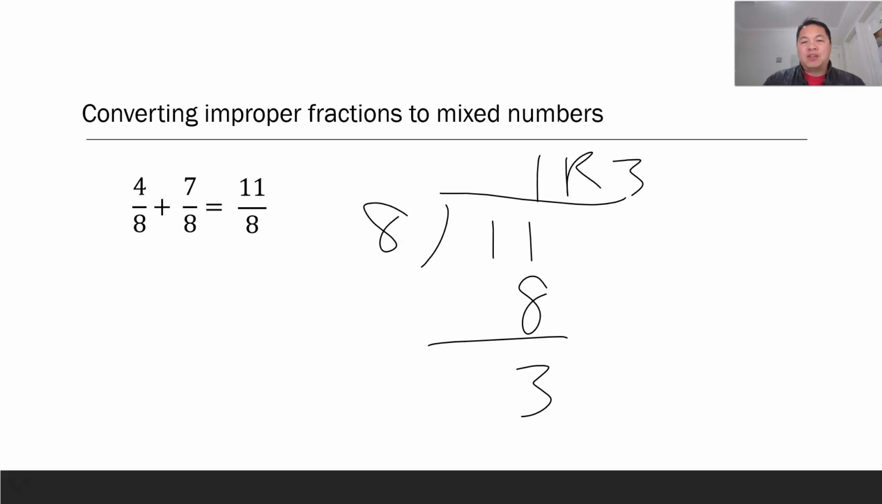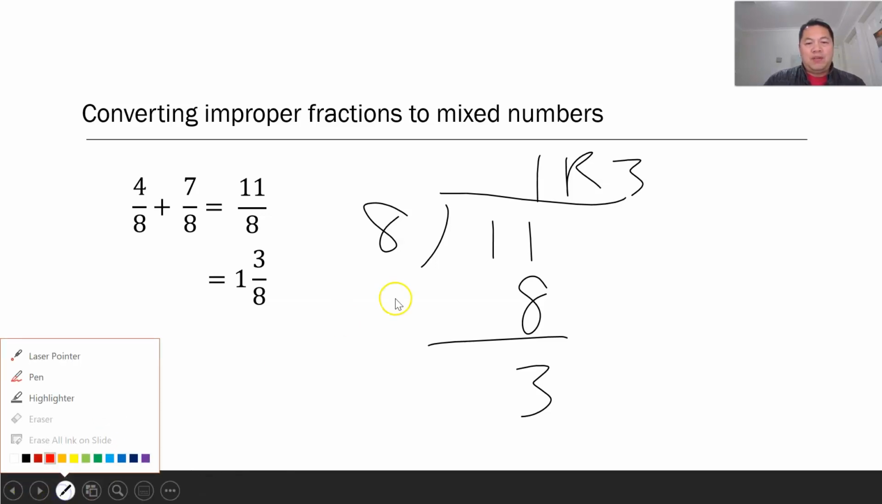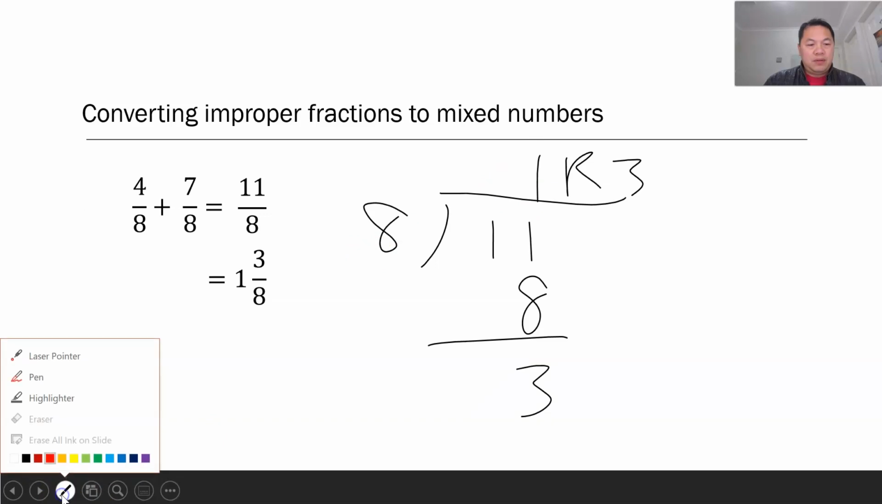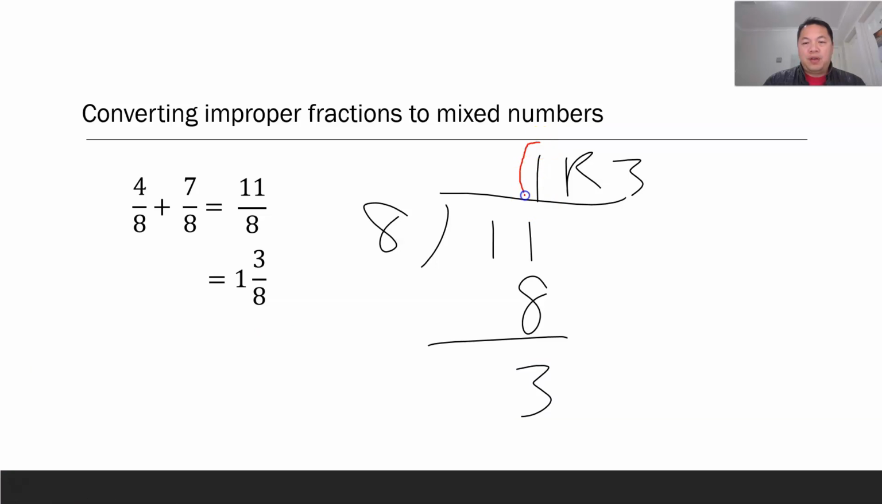And the end result is actually 1 whole 3/8. So where do you get the 1 whole and the 3/8? It's simply from here. The 1 whole is from here, and the 3/8 is the 3, which is the remainder, out of the divisor 8. That's how I get 1 whole and 3/8. Got it, everyone?